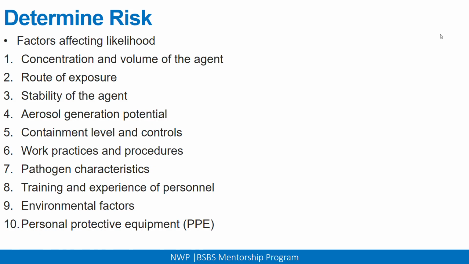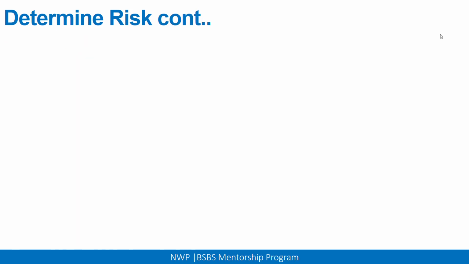PPE. If you're not using PPE, obviously the chances will be higher. But if you're using PPE correctly, you are reducing the chances of getting exposed to these biological agents. So let's look at number 7, pathogen characteristics, a bit more in detail.